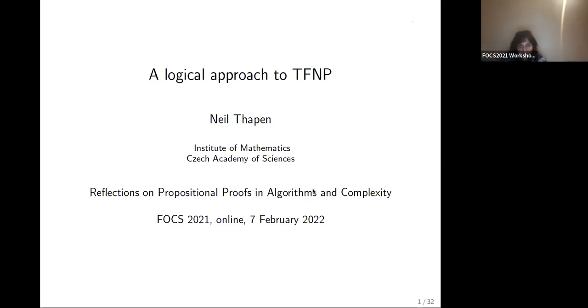Session of the Proof Complexity Workshop. Really happy about the speakers overall and this session also. We have Neil Thapen and Sam Buss, who will be talking about the connection between proofs in restricted systems of bounded arithmetic and how they're closely connected to TFNP search classes.